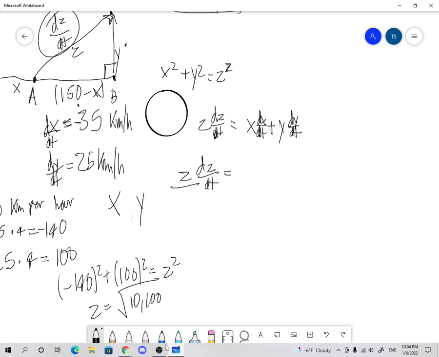Right? So here I'm just going to substitute it in. That's just bad. Bad, man. So that would be 150 minus 140, dx/dt, plus y dy/dt. Oh, not y though. This needs to actually be just 100. Right? I'm scared now, guys. So now, what would be the square root?